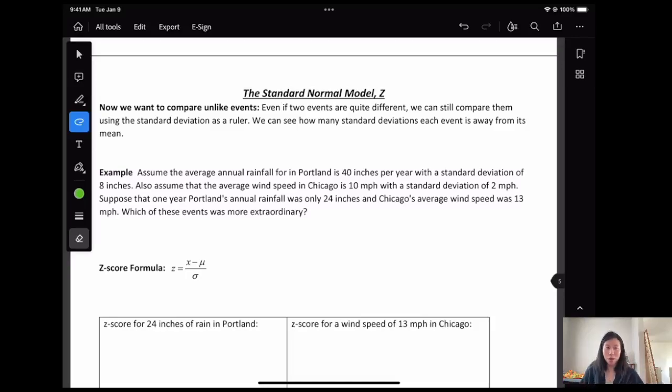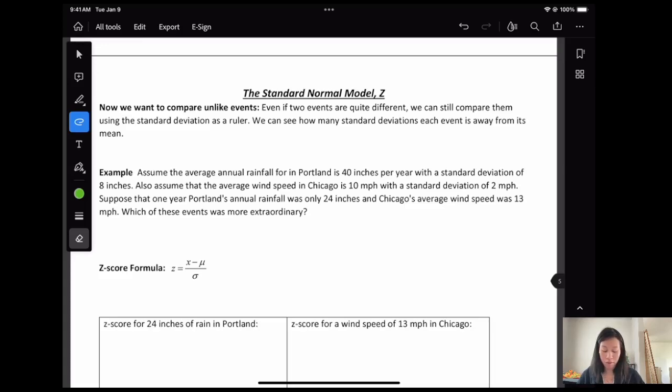Hello, in this video I'm going to talk about the standard normal model Z. Now we want to compare the unlike event. Even if two events are quite different, we can still compare them using the standard deviation as a ruler. We can see how many standard deviations each event is away from its mean.